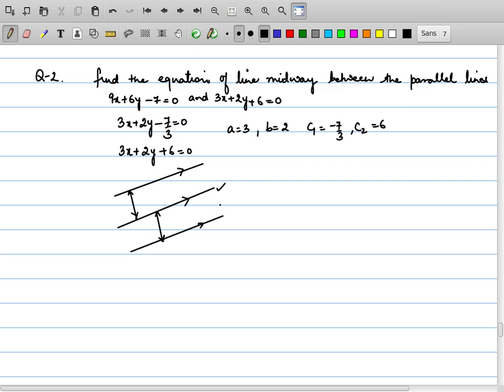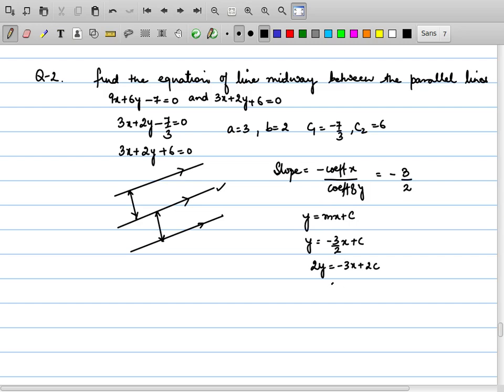Okay, so what we'll do is, since this line is parallel to the given lines, we know that if the lines are parallel, their slopes remain the same. So we can find the slope of this line. What is the slope of this line? Slope of line is given by minus coefficient of x upon coefficient of y. So what do we get? Minus 3 upon 2. Therefore the equation of our line will be y is equal to mx plus c, let's say. So now m is known to us, minus 3 by 2x plus c. If we take the LCM, we have 2y equals minus 3x plus 2c, which can be written as 3x plus 2y is equal to 2c.